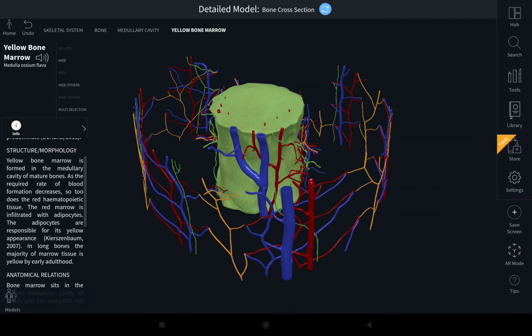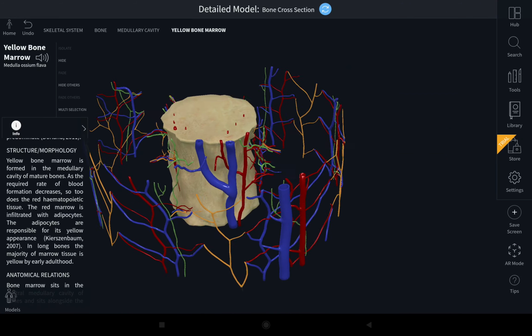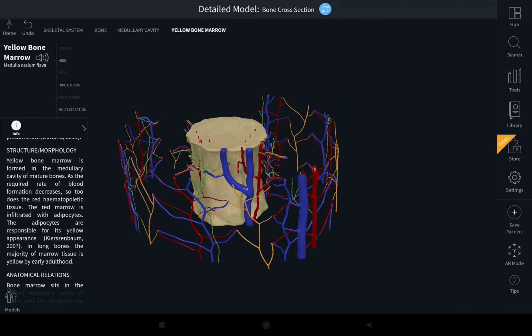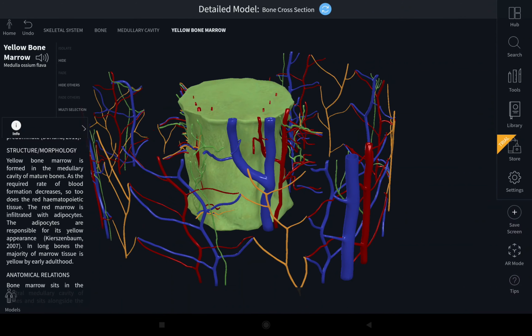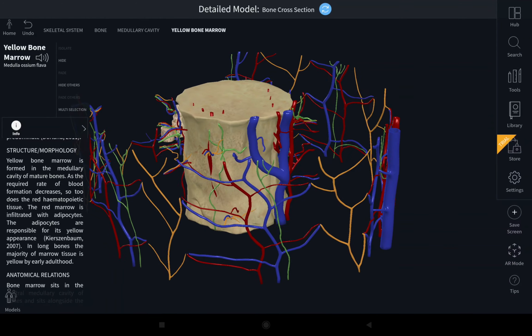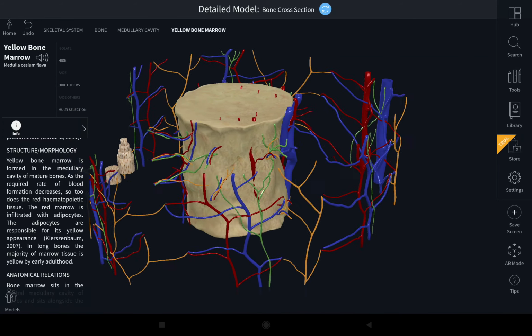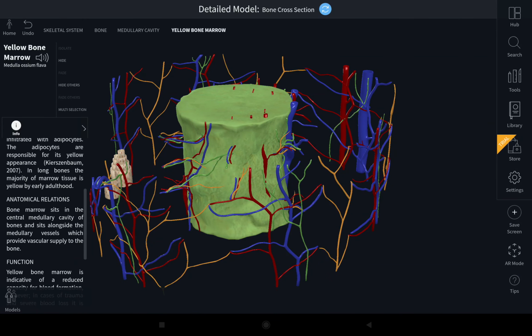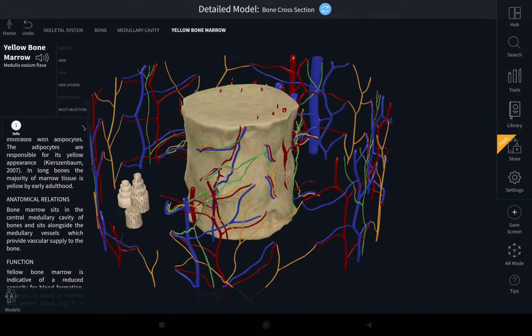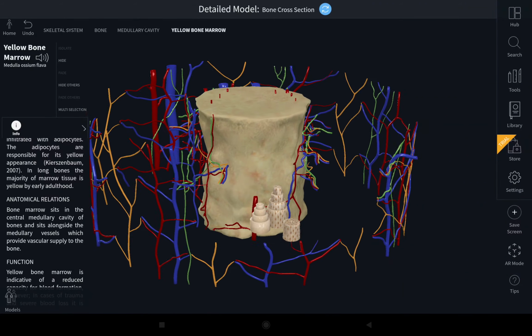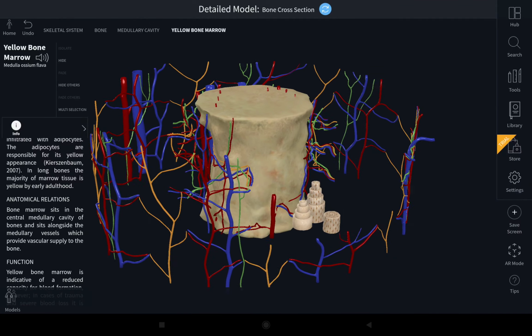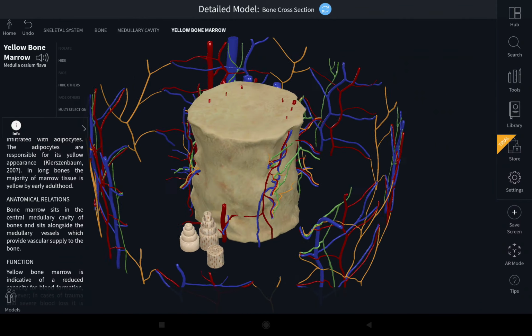The red marrow is infiltrated with adipocytes. The adipocytes are responsible for its yellow appearance. In long bones, the majority of marrow tissue is yellow by early adulthood. Anatomical relations: bone marrow sits in the central medullary cavity of bones and sits alongside the medullary vessels, which provide vascular supply to the bone.